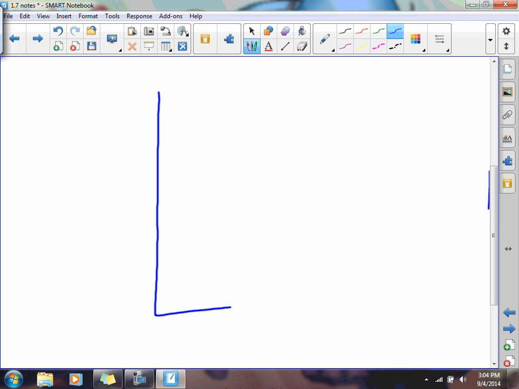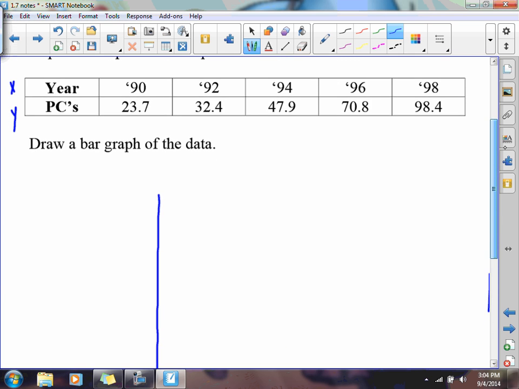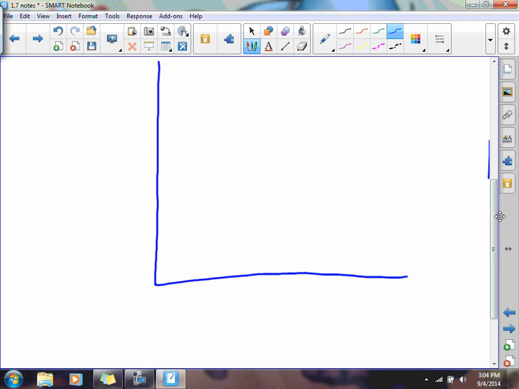We're going to draw our axes. And we only need to draw the first quadrant because we're assuming that all of our values are going to be positive. So on my x-axis, the first value I had in my table, the x-axis is representing the years. So I can put years across the bottom. And it started in 1990, so I can have a little mark for 1990, 1992, 1994, 96, and 98.